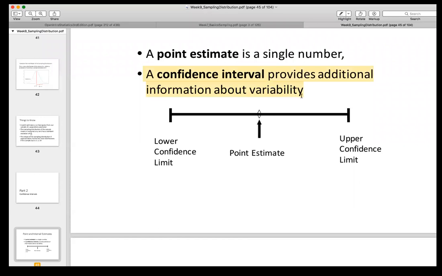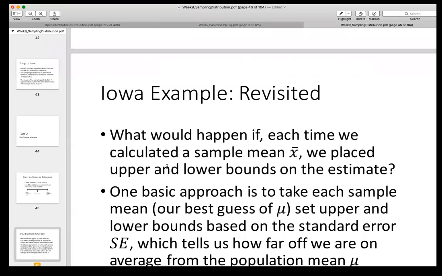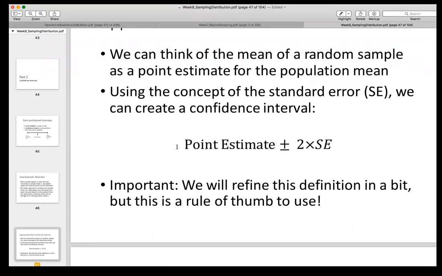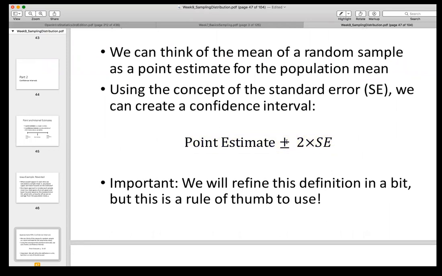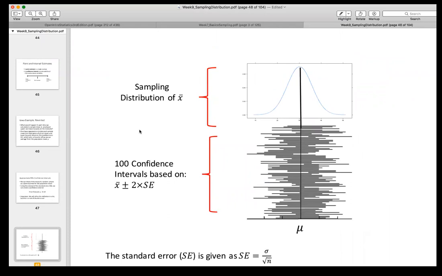A confidence interval provides additional information about variability. So we have our point estimate, we have an upper limit and a lower limit. And if we look at this Iowa data, our point estimate is about 2 times the standard deviation plus or minus. This is what I wanted to show you.